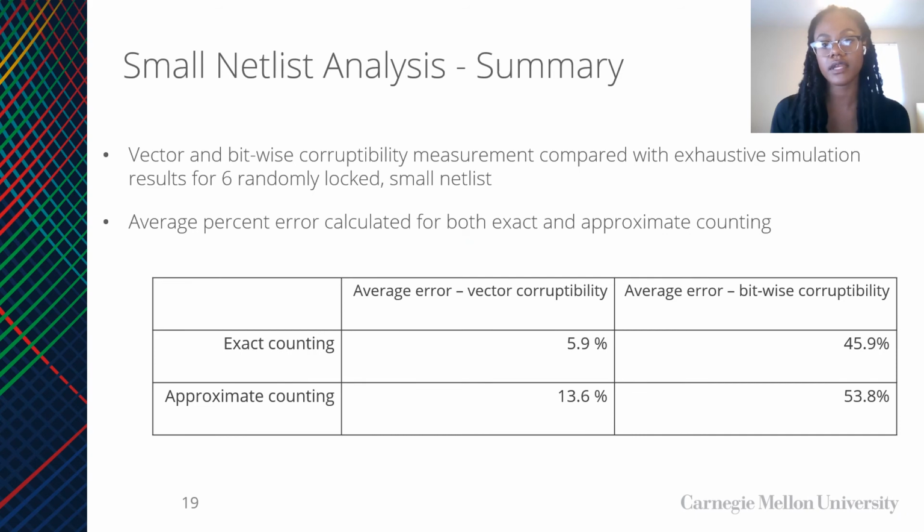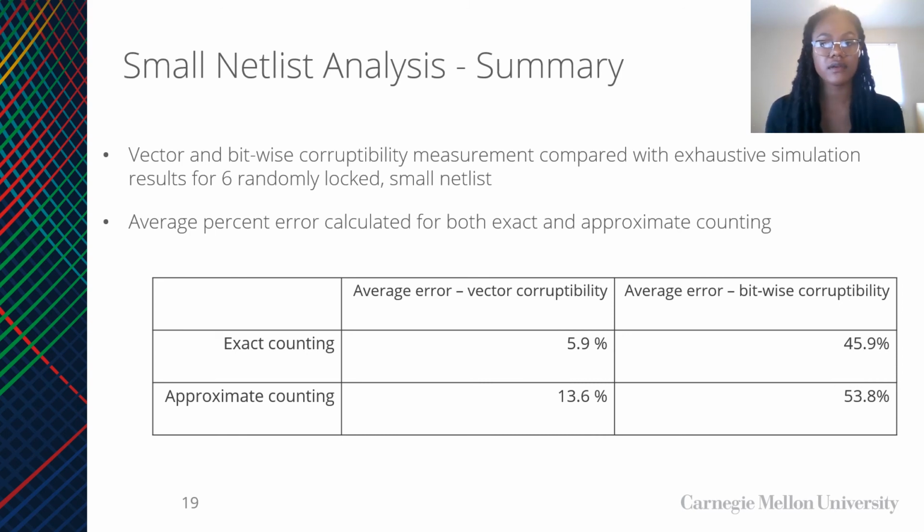The experiment was repeated for 6 small benchmarks, where the corruptibility measurements gained using exact counting and approximate counting are compared with the true corruptibility values using exhaustive simulation. So this table below shows the average percent error for both vector and bitwise corruptibility for both exact and approximate counting. So you can see that the error in bitwise corruptibility is much higher than that of vector corruptibility, where for exact counting, vector corruptibility has an error of 5.9%, while bitwise corruptibility has an error of 45.9%.